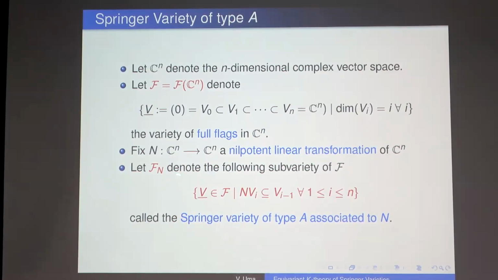And by F_N, we denote the following subvariety of this full flag variety. We take those flags which are left stable under the nilpotent operator, but because N is nilpotent, it will take V_i to V_{i-1} for 1 ≤ i ≤ n. So this is called the Springer variety of type A associated to N. We are doing everything in type A here. This is the usual flag variety, and this is known as the Springer variety of type A associated to the nilpotent operator.